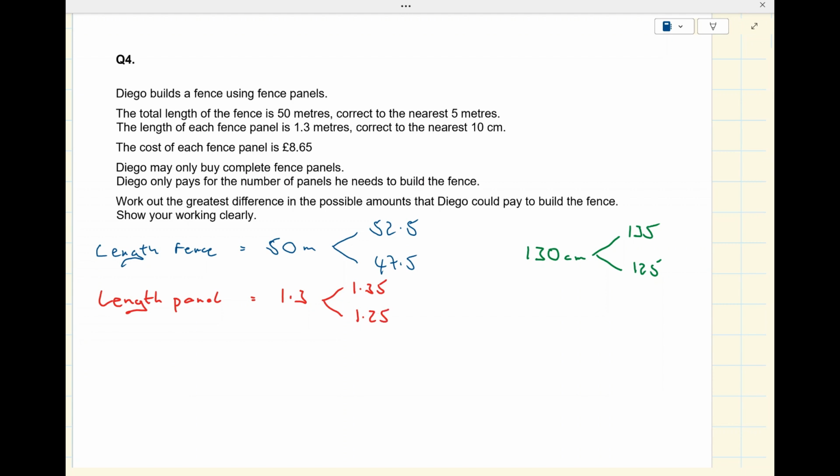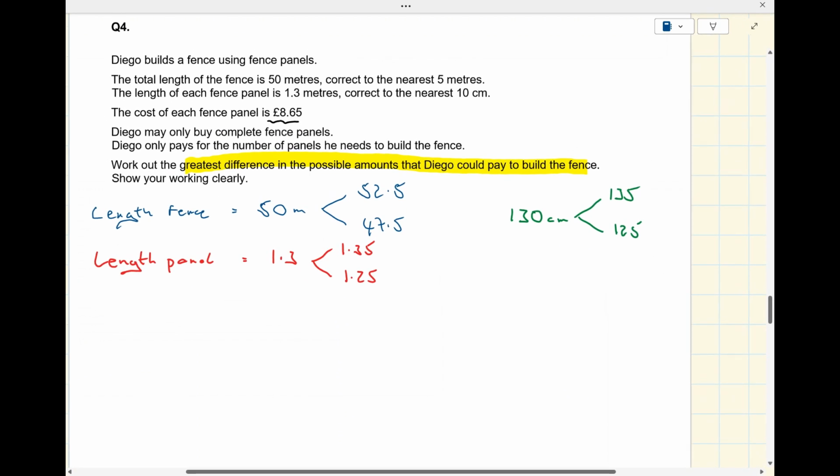The cost of each fence panel is $8.65. Well, that just seems to be a fact. Look, there's no approximation there. That's exactly what each fence panel costs. Diego may only buy complete fence panels. Makes sense. He only pays the number of panels he needs to build the fence. Okay. Work out the greatest difference in the possible amounts that he could pay to build the fence.